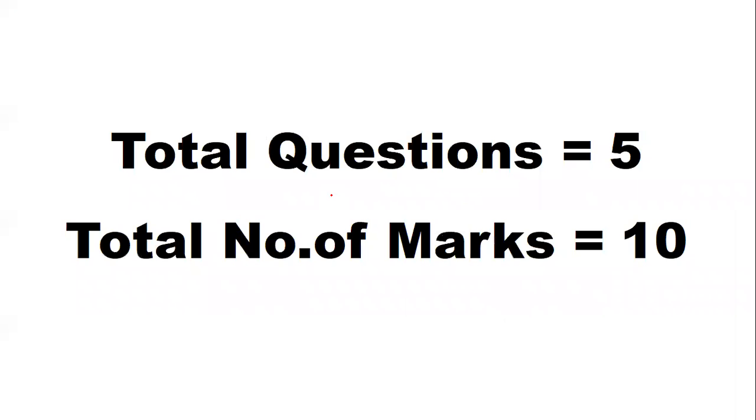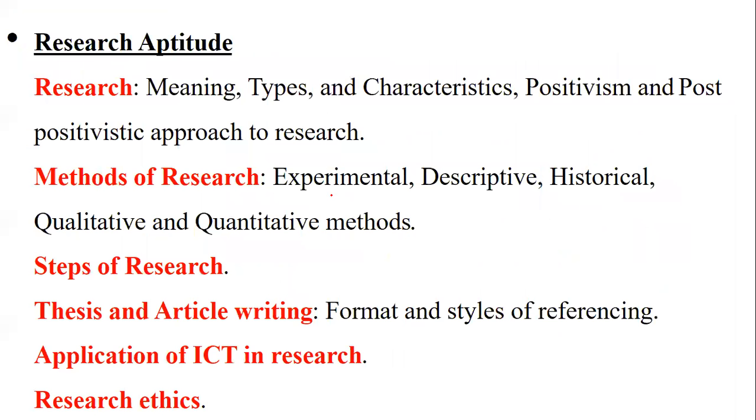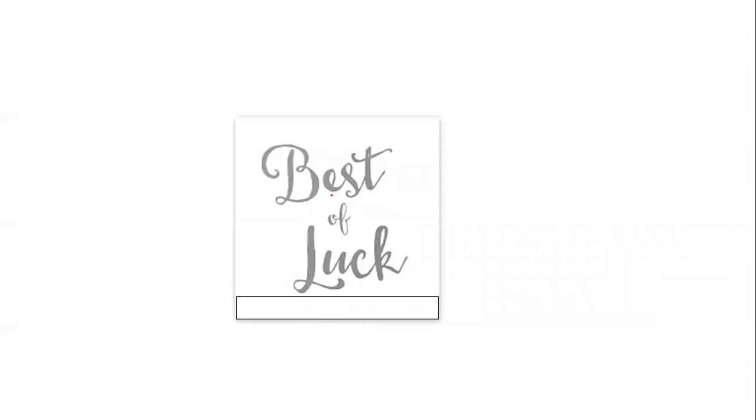Related to this Research Aptitude, you have a total of 5 questions, for which you have 10 marks. So every question carries 2 marks. And you have the following syllabus for Research Aptitude: the methods of research, the meaning, types, positivism, post-positivist approach. You have methods, you have steps, you have thesis and article writing, application of ICT in research, as well as research ethics. Now, best luck to everyone, as we are going to conduct 15 questions.